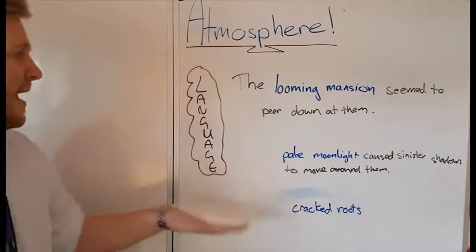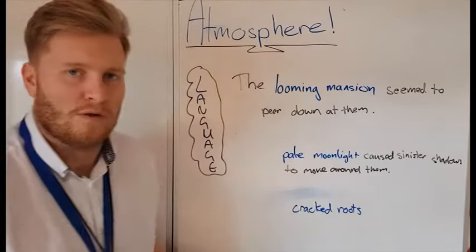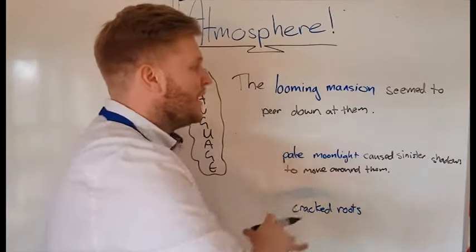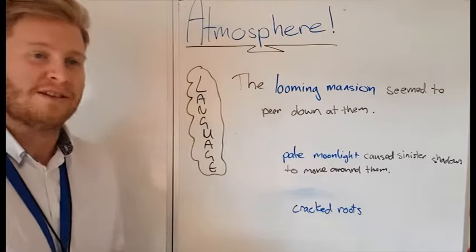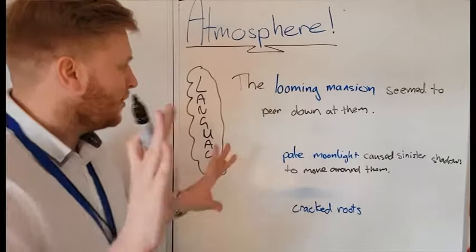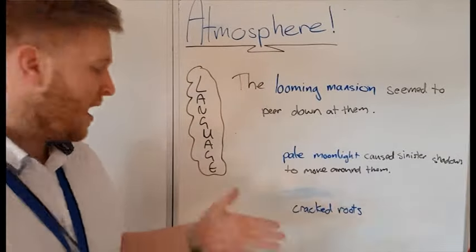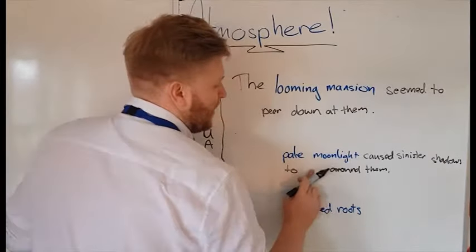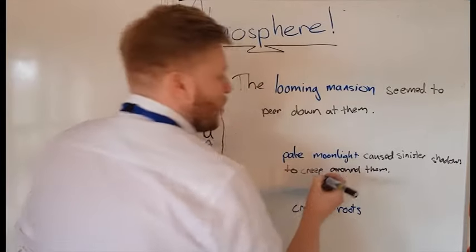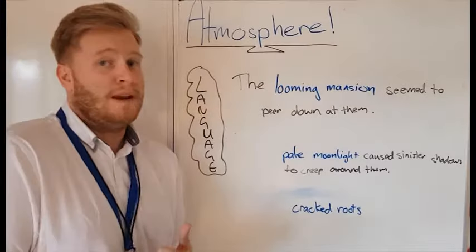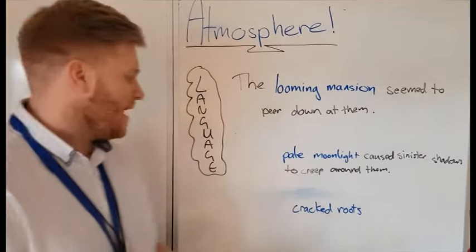So let's think again. Pale moonlight, obviously it should be capital P, I didn't know I was going to emphasize that. Pale moonlight causes sinister shadows to move around them. Okay, so the shadows are sinister, they're moving around them. Again, I'm going to think about my verbs. I've got move. Let's change that to creep. They're not just moving, they're creeping, adding to the atmosphere.